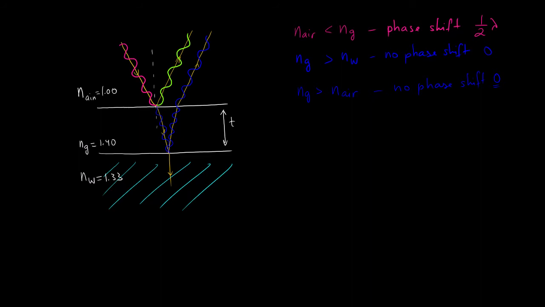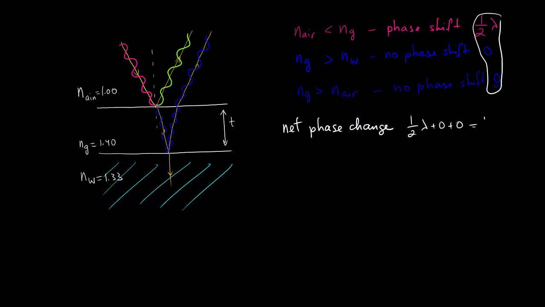So the net phase change can be found by adding all the phase changes together. Net phase change will be all these added together. So it's 1/2 lambda plus 0 phase change. That is 1/2 lambda.